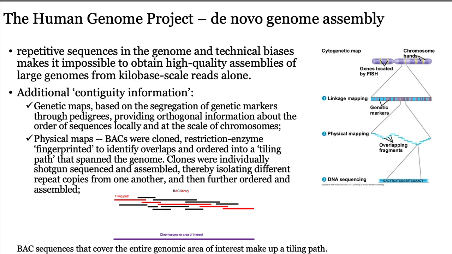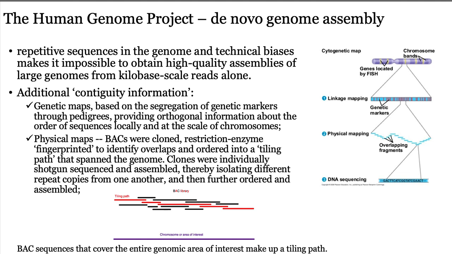And the other information, besides the genetic map and physical map, is paired-end sequencing. This kind of information is obtained from sequencing. The genetic map and physical map are obtained independent of sequencing, but paired-end sequencing is obtained from sequencing.